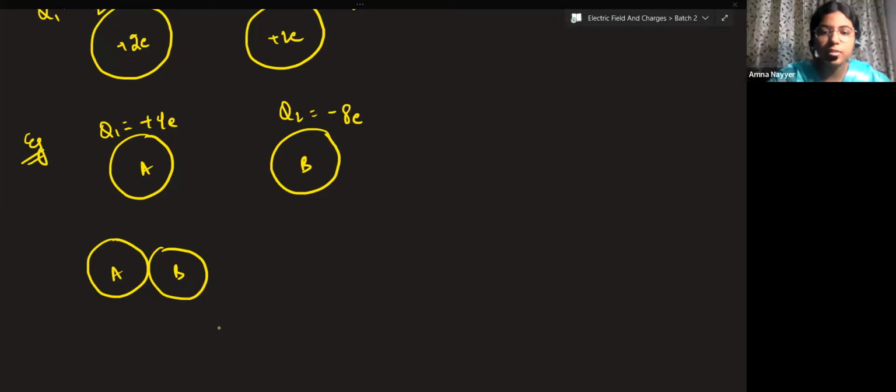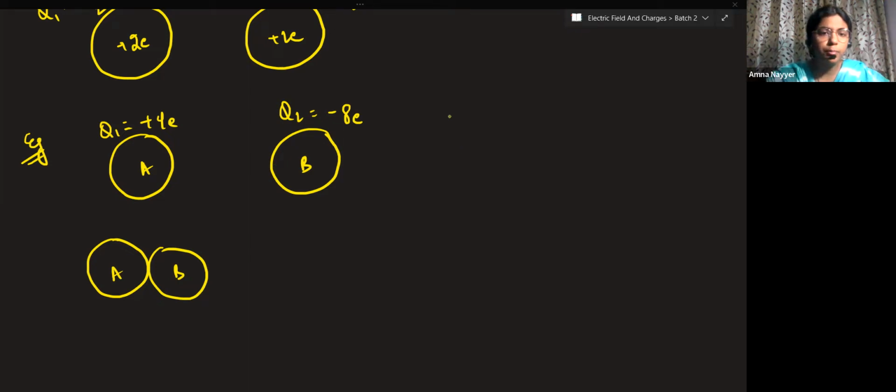Yes, Krishna, Hamza, Kulsum, all are correct. Others also, this is very easy, simple mathematics. You have plus 4e, you have minus 8e. Consider the minus sign and take out the mean value, the way I have done it for the previous one. Heva is also right. It will be minus 2e only.